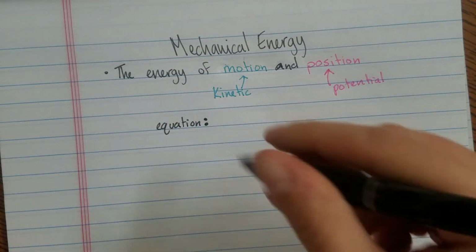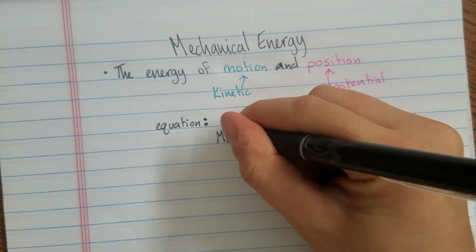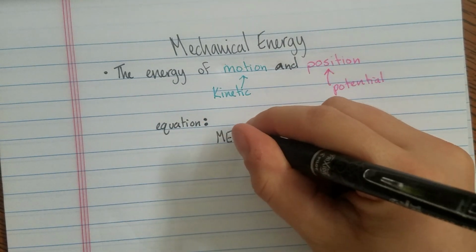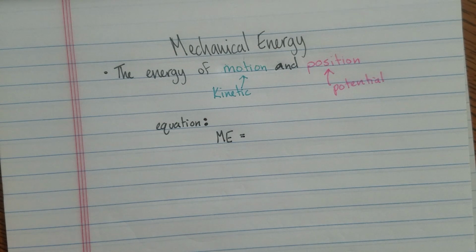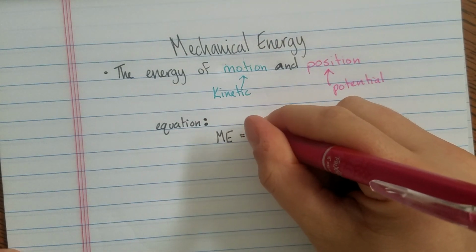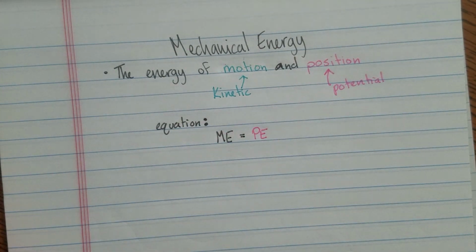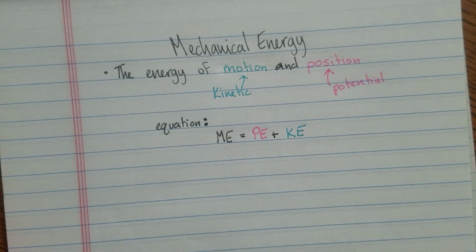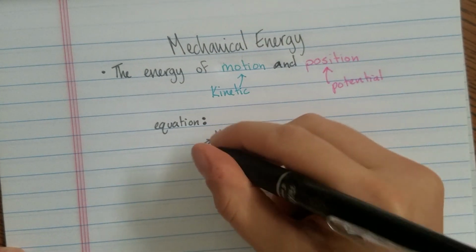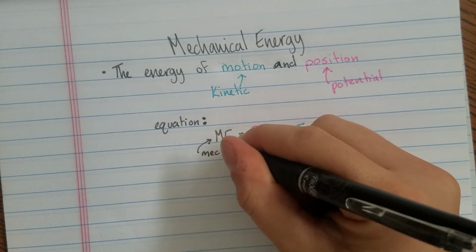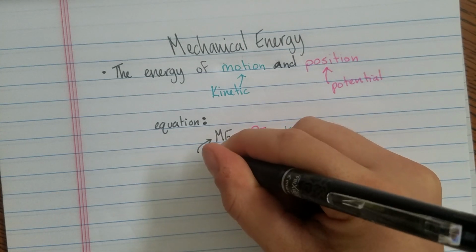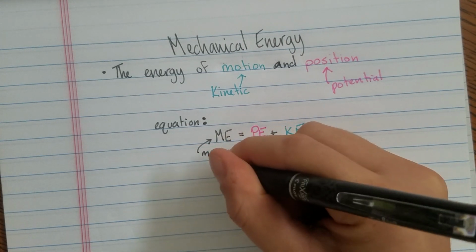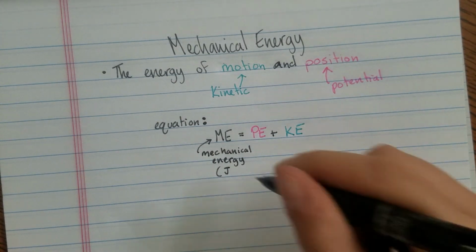So our equation for mechanical energy, ME, equals potential energy plus kinetic energy. We just add the two together. So I'm going to go through and label these to make sure we've all got what each of these variables is. So this is mechanical energy, and just like all other forms of energy, it's measured in joules.